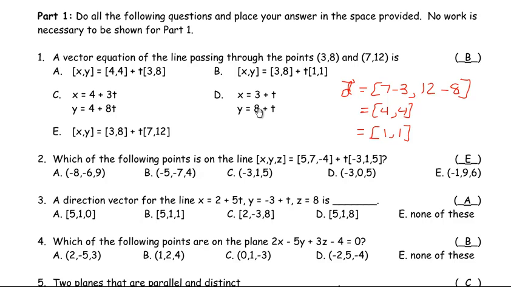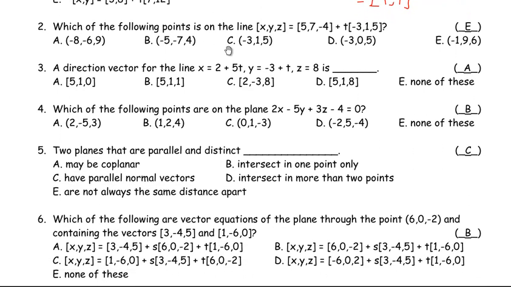So if it asks for parametric, then you would answer D, and these are actually the parametrics for that. This other one would be the vector equation of the line through the point (4, 4) with a direction vector of [3, 8]. And E is incorrect here because (3, 8) is a point, but [7, 12] is supposed to be just a point on the line, not a direction vector.